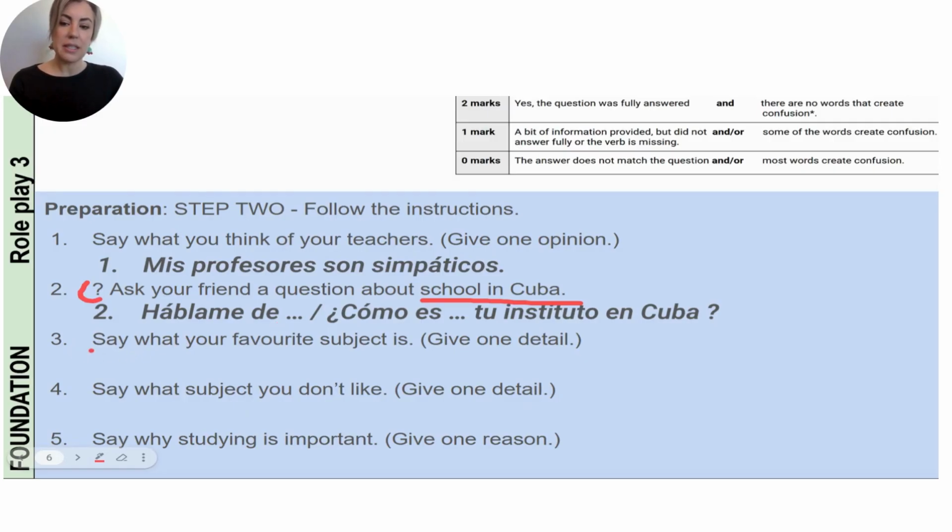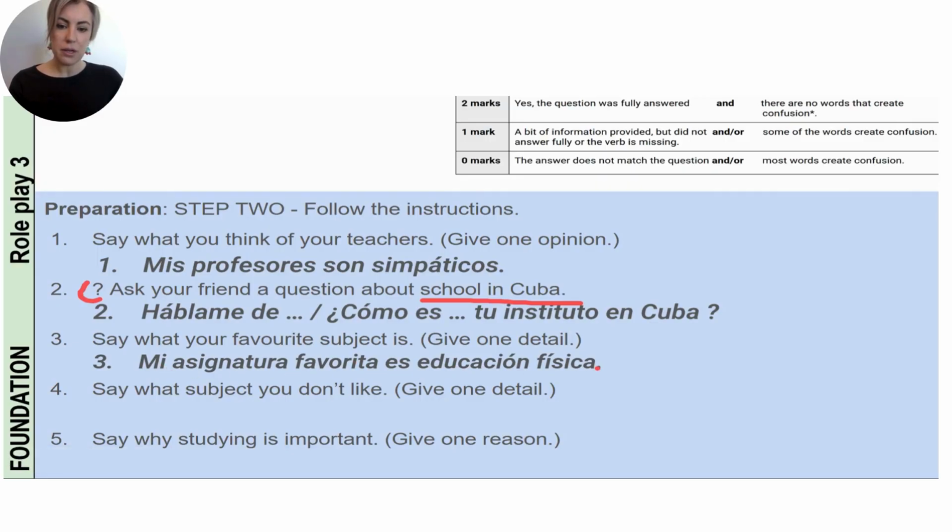Right, the next one is say what your favorite subject is. Give one detail. So something like my favorite subject is maths. Okay, we don't even need to say why. Mi asignatura favorita es educación física. Marina, I find the word asignatura very difficult to say. You can say simply es educación física because, hello, because it's got a verb, okay? So you get 2 marks for this.